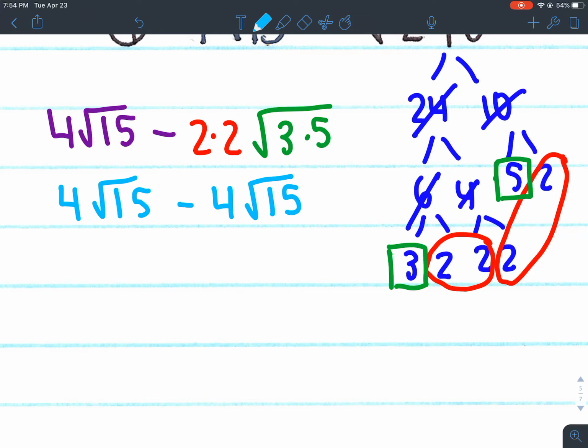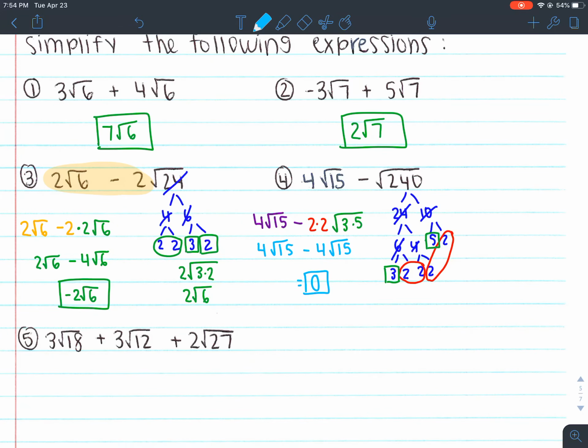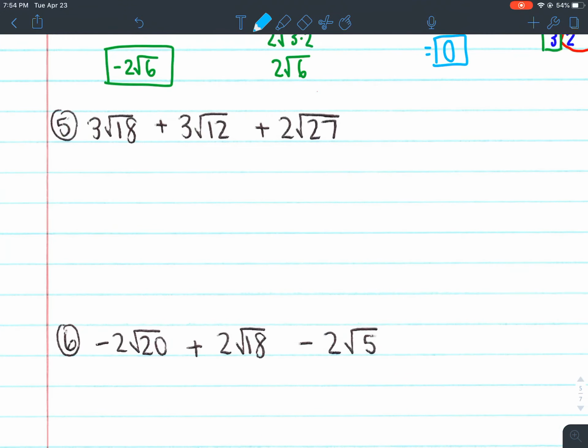Well, those are the exact same thing. If I have 5 and I take away 5, I get 0. So if I have 4 square root of 15, I take away 4 square root of 15, I have 0. Okay? All right, so we have 2 more problems left.